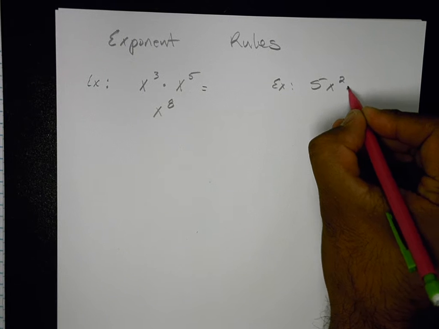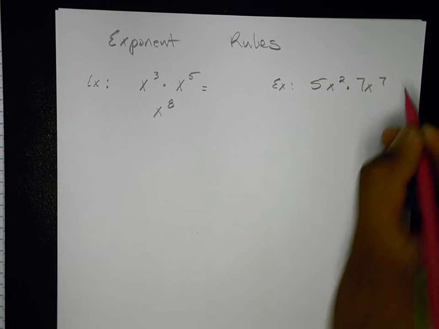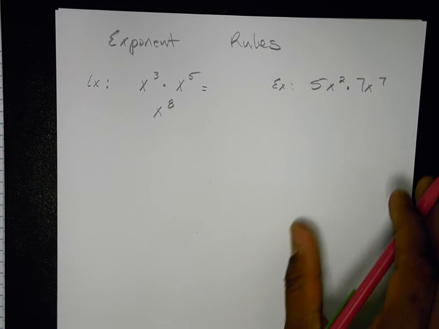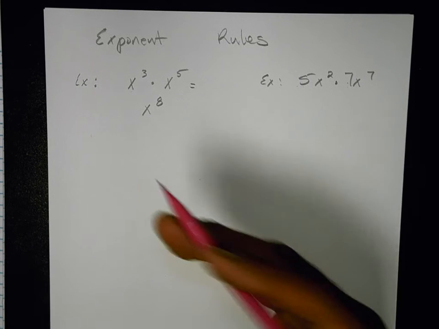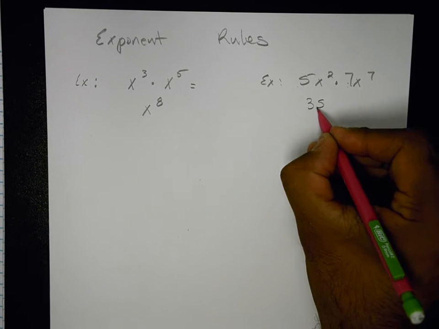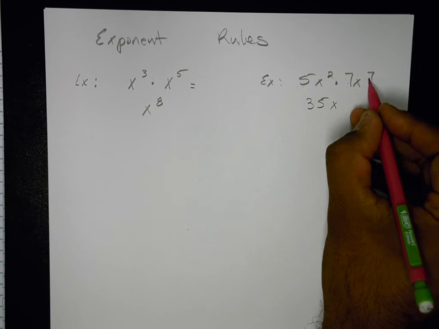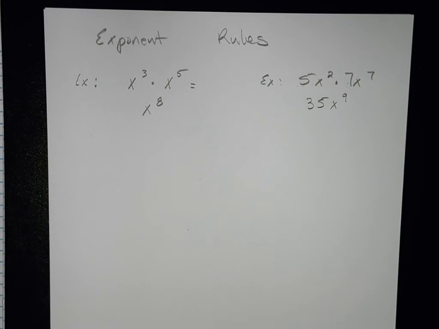So this is technically multiplication. When I multiply this next one, the 5 and the 7 right here are not exponents. Those are just regular numbers. So that's 35, and then these are the exponents with like bases to the 9th.